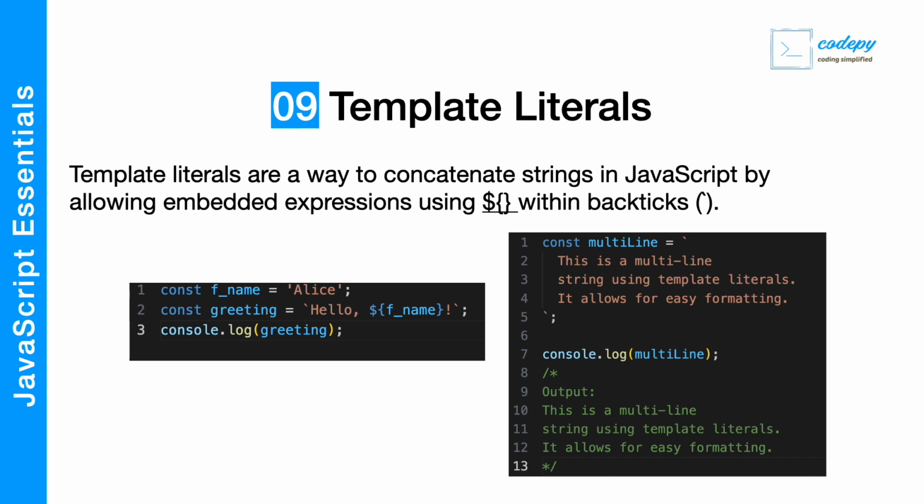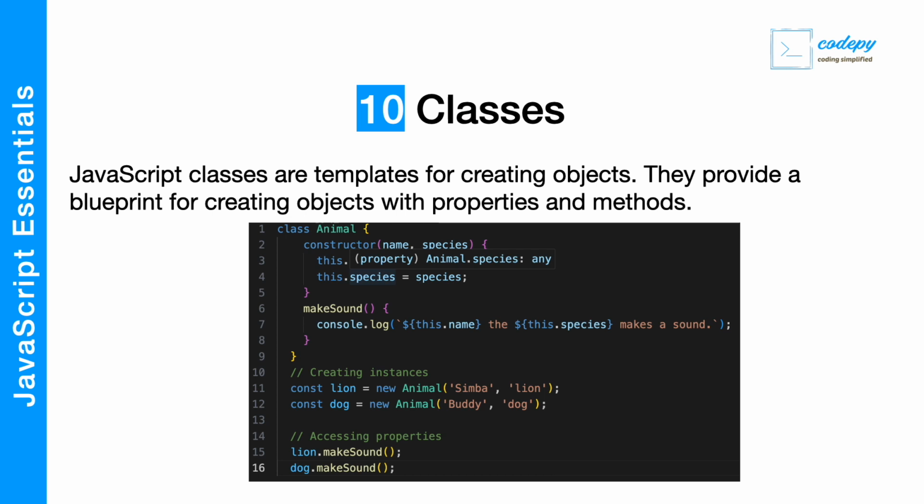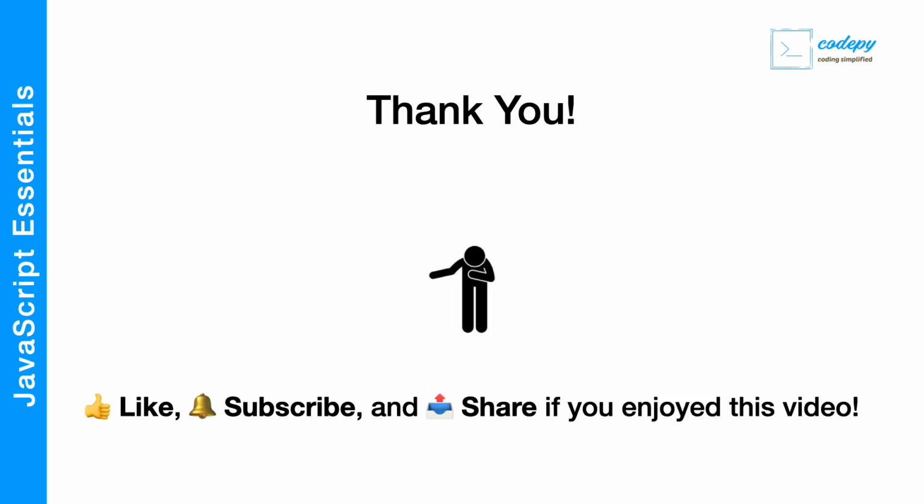Every OOPS featured language supports classes. JavaScript classes are templates for creating objects. They provide a blueprint for creating objects with properties and methods. Classes in JavaScript are very useful when you want to organize your bigger project in a very structured way. So class, OOPS, objects, methods, constructors, these are very useful.